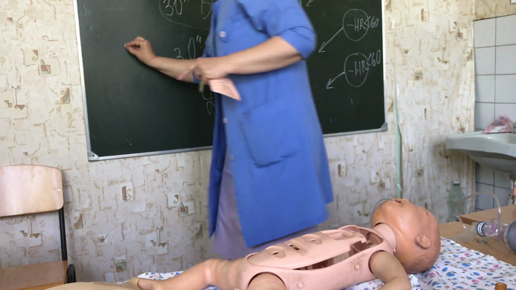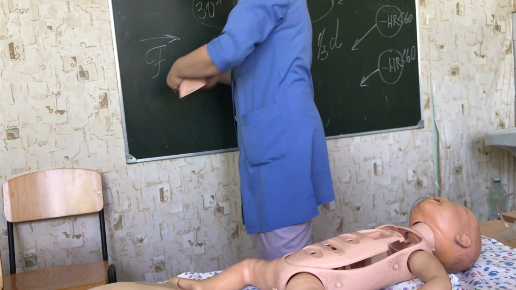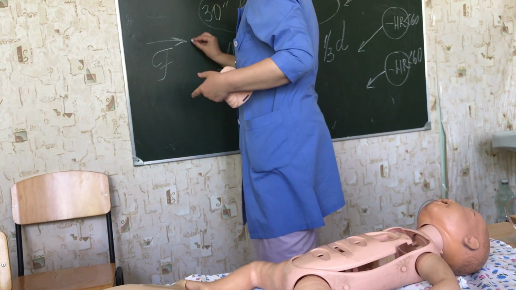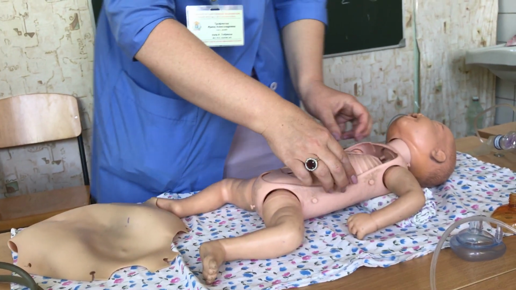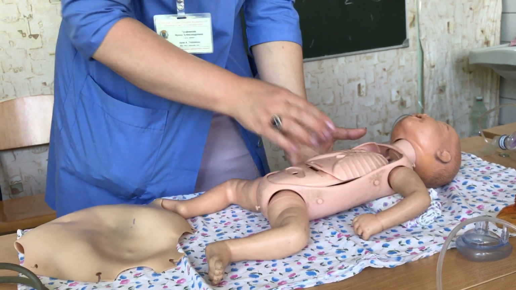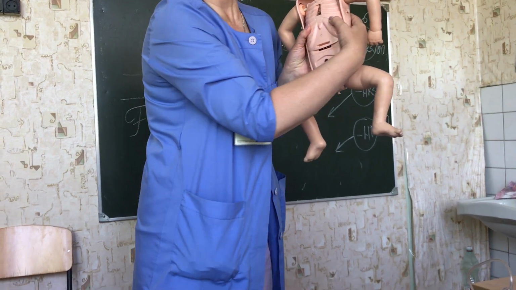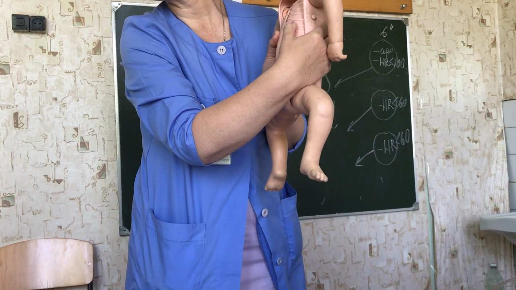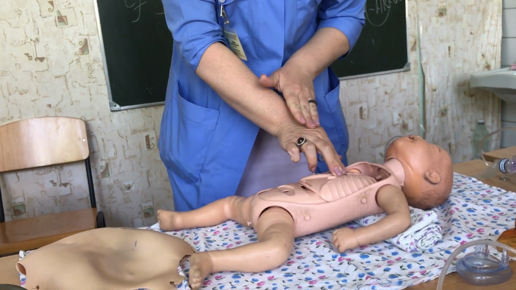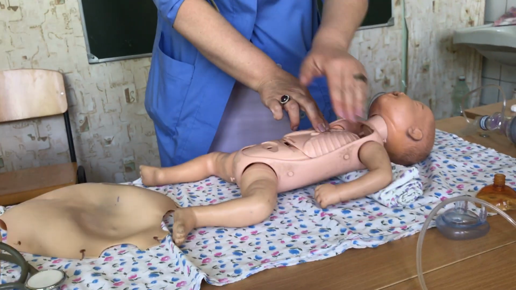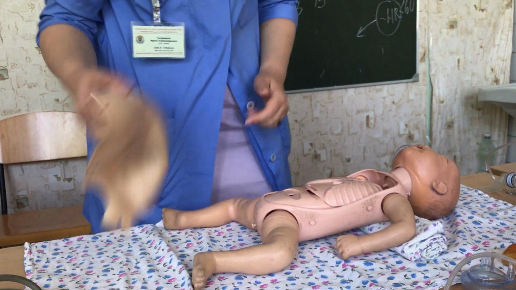And important, the vector of force of your pressure must be maximally central and maximally perpendicular, because if I do pressure like this, I press only the lungs, not the heart, and systole is absent. If I use this position of my fingers, the vector of force is here, and I compress only this part without the heart.